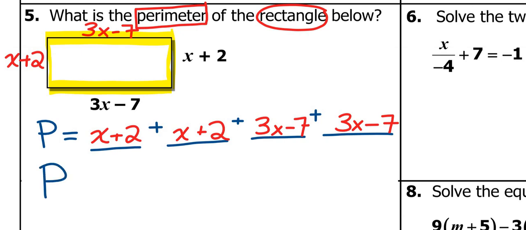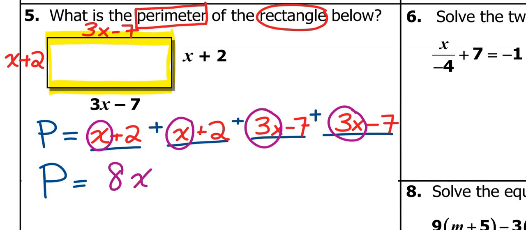So the perimeter is equal to, let's start combining like terms. Starting with the x's, I have an x and x, a 3x and a 3x. x plus x gives me 2x. Then another 3x is 5x. And then the last one gives me 8x. So I have 8x.